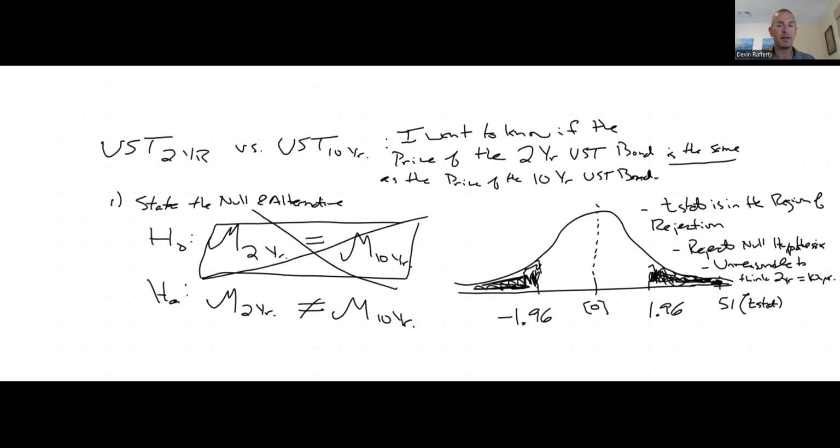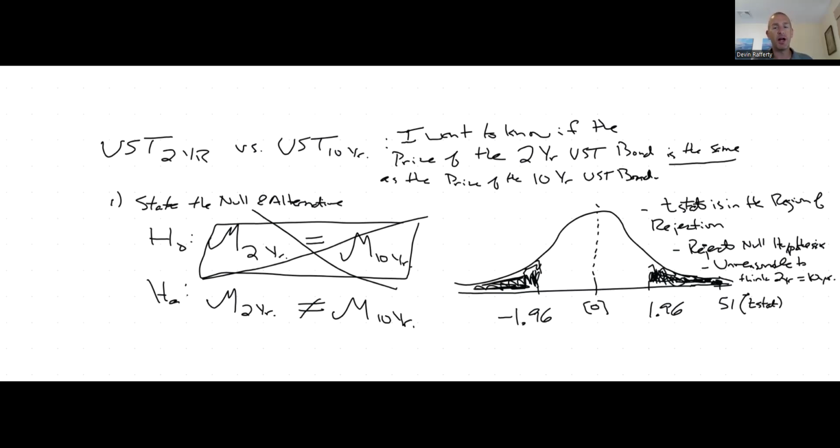But meanwhile, the test statistic is 51, right? The test statistic is way out here at 51. That's in the region of rejection. So since the test statistic is in the region of rejection, then we will reject the null hypothesis. We reject it. We get rid of it. We say, no, no, no, no, no. It's not correct. It's not correct. We reject the null hypothesis.